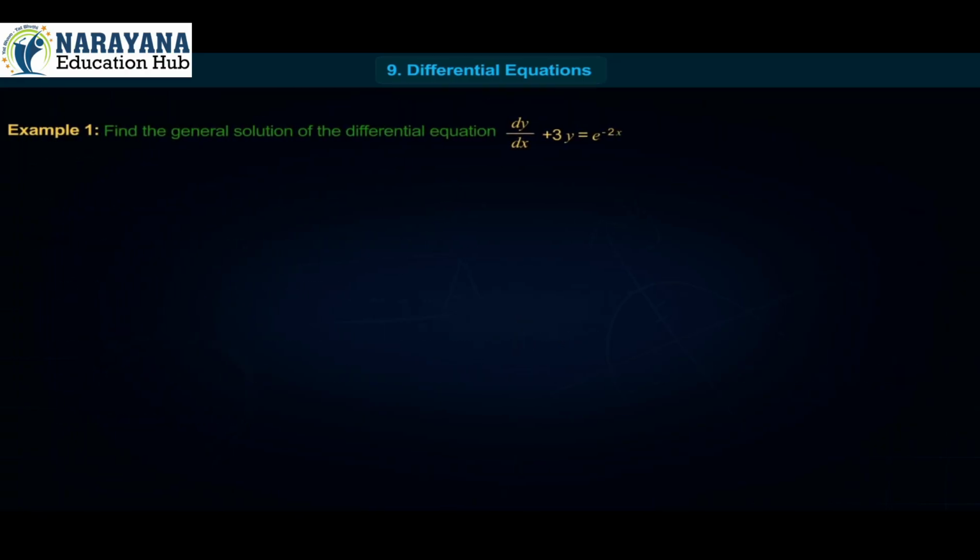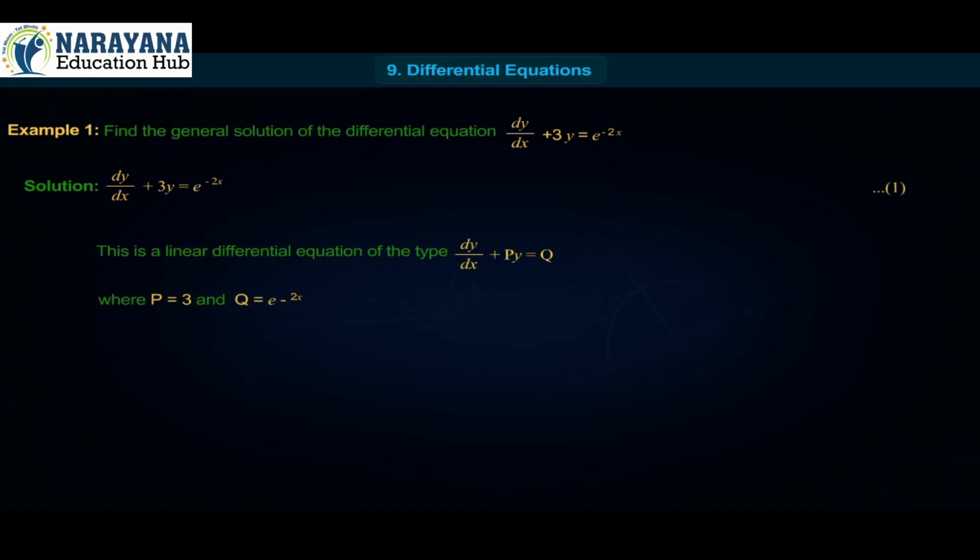Example 1. Find the general solution of the differential equation dy by dx plus 3y is equal to e raised to minus 2x. Solution: dy by dx plus 3y is equal to e raised to minus 2x. Equation 1. This is a linear differential equation of the type dy by dx plus py is equal to q, where p is equal to 3 and q is equal to e raised to minus 2x. Integrating factor is equal to IF is equal to e raised to integration p dx is equal to e raised to integration 3 dx is equal to e raised to 3x.